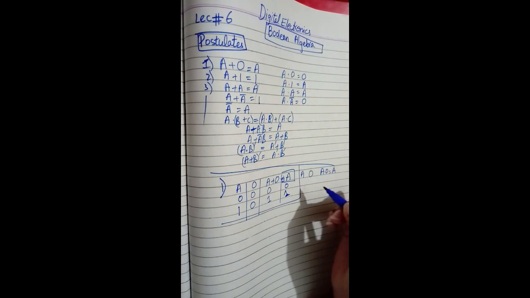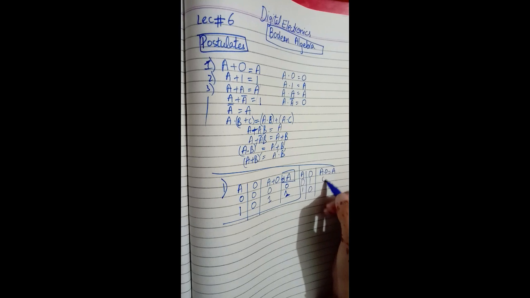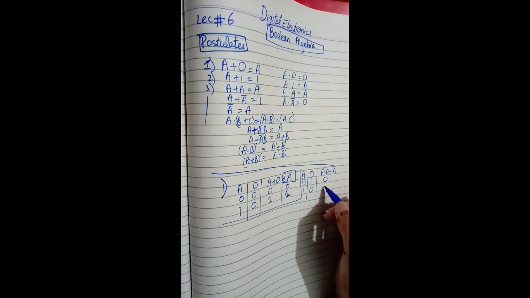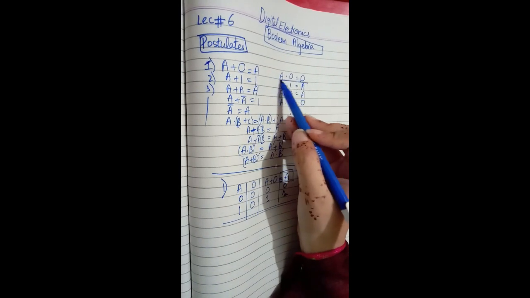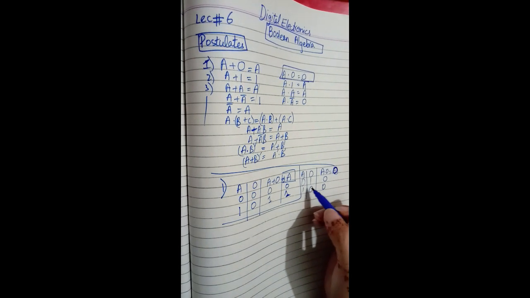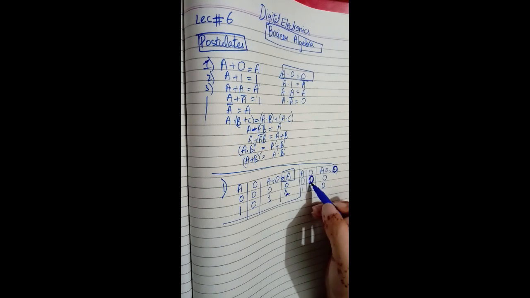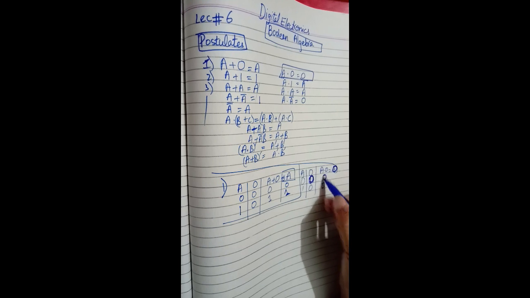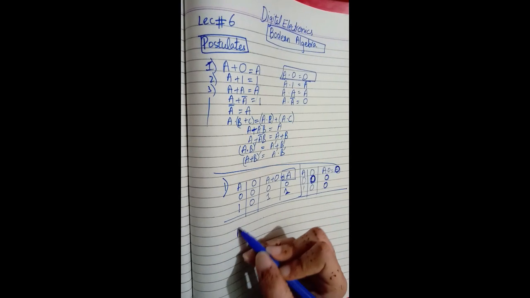Sorry, it's 0. A dot 0 is equal to 0. So whenever we multiply 0 by 0 or 1 by 0, it will give us the final result, which is 0. Like this, we can prove the second postulate as well.